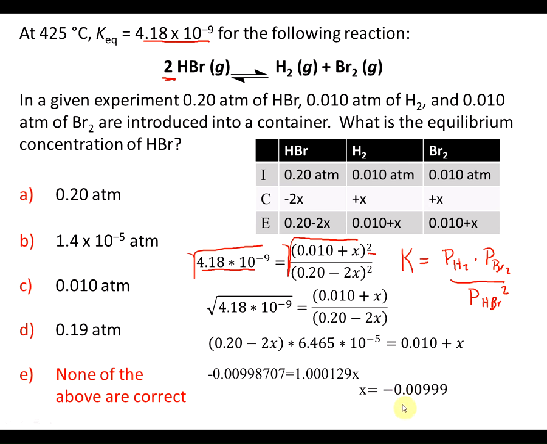So once I get my x of negative 0.0099, I simply substitute that because we're looking for the equilibrium concentration of HBr. So that's just the 0.2 minus the 2x. So where's my little pointer? So the 0.2 minus 2x, where the x, remember, was this negative value here, and the HBr pressure is going to be 0.22 atmospheres, and that's not one of our options, so we would select E, none of the above are correct.